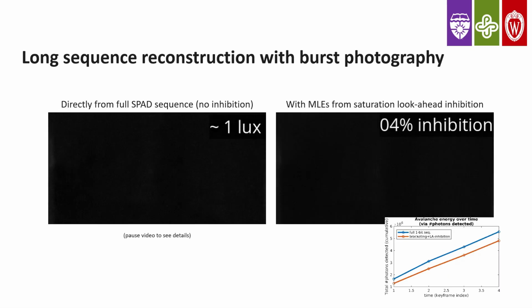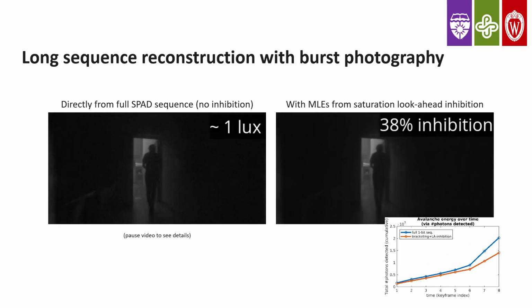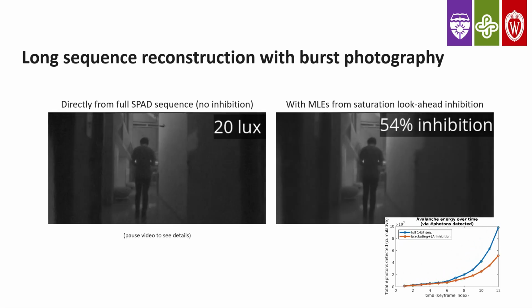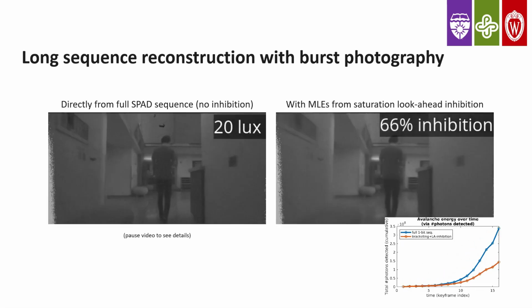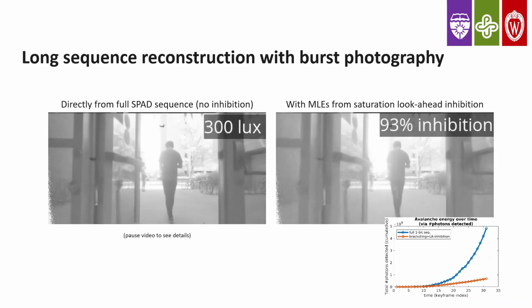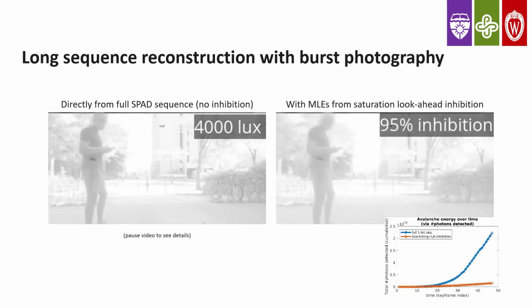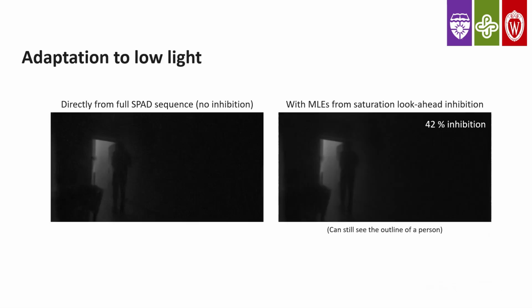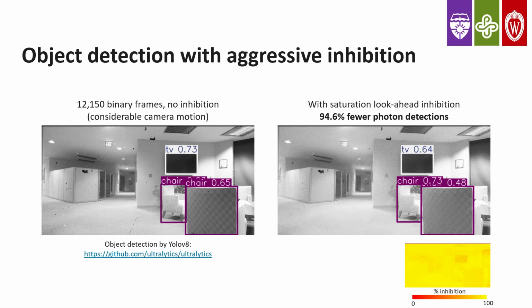This longer sequence has large variation in lighting. The inhibition policy adapts to let in more photons when lighting is weak, but is more aggressive in strong light. Still, over 90% of photon detections are prevented in total over the whole sequence. Here is one of the lower light frames. Other vision tasks and performance metrics can also be targeted, similar to the first policy. Here we see object detection with only around 5% of the original photons.